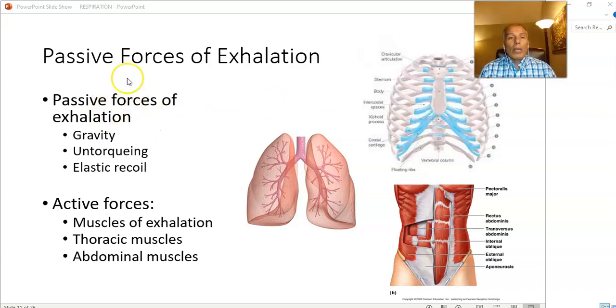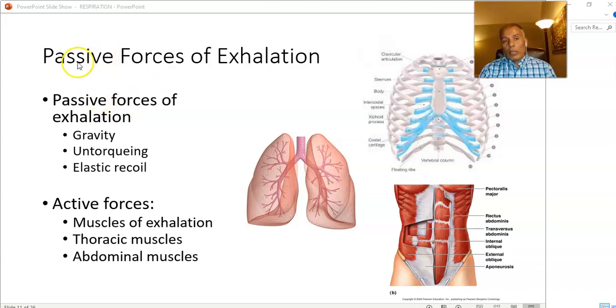So now, there are three forces that are called passive forces of exhalation. Each one is going to act on particular structures, and each one is going to produce a particular effect. And you need to know the three forces, each one by name, what structures it acts on, and the result of that action. So I'll walk you through that.